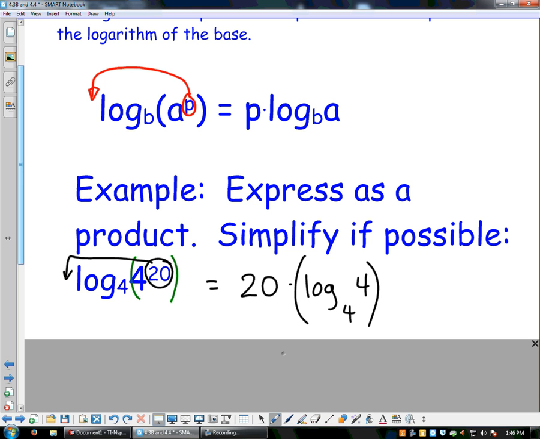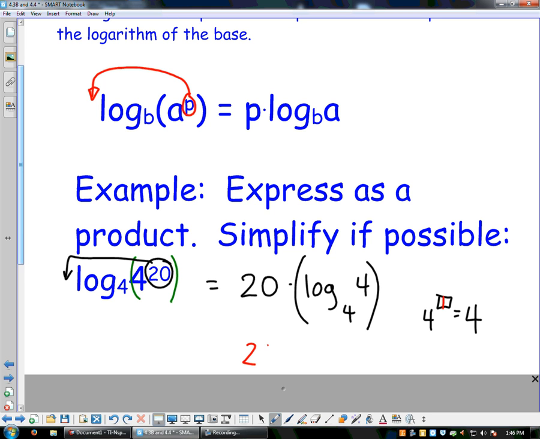But log to the base 4 of 4, that's really saying 4 raised to what power gives you 4? Well, what should that be? Well, that should be 1. So we really end up getting 20 times 1, and we get 20 as our answer.